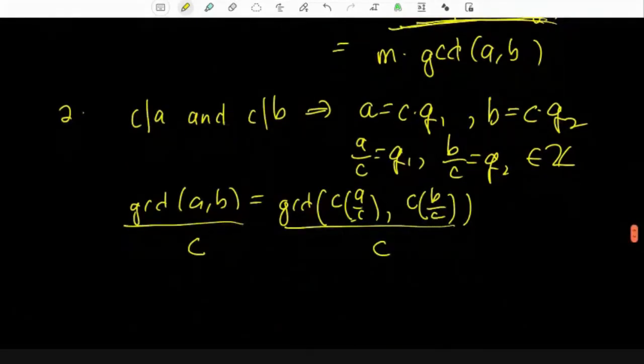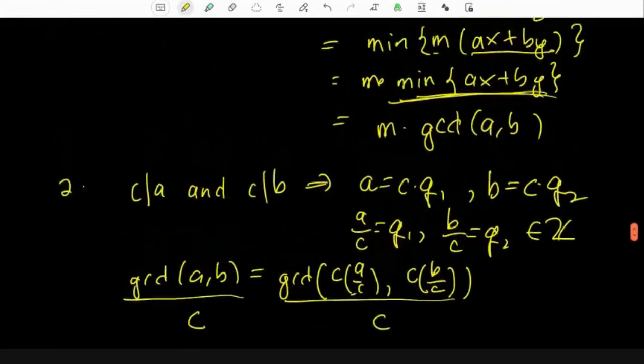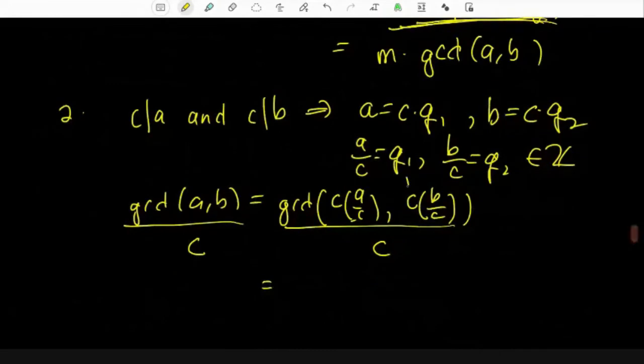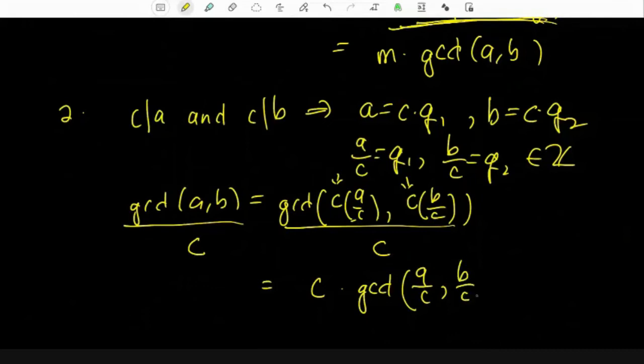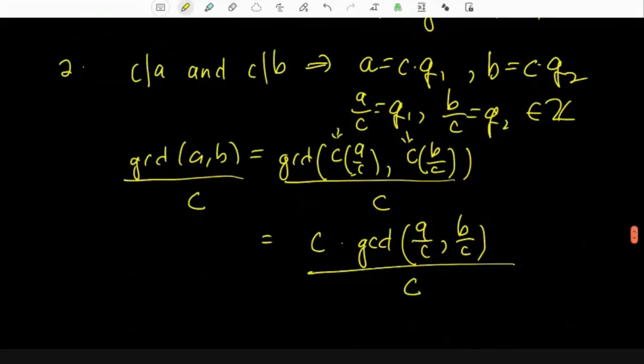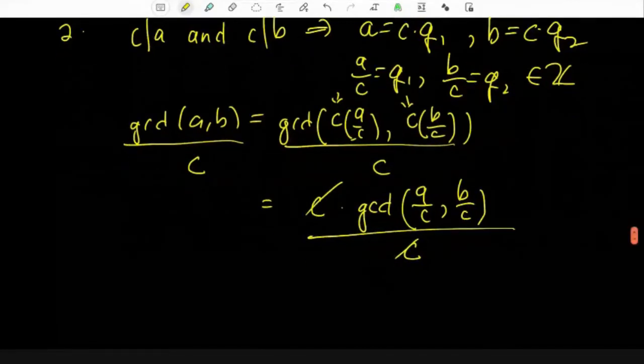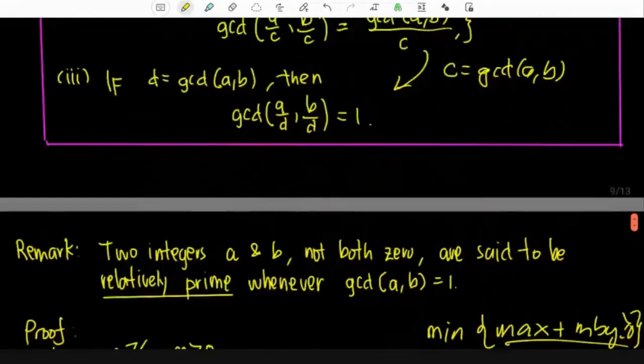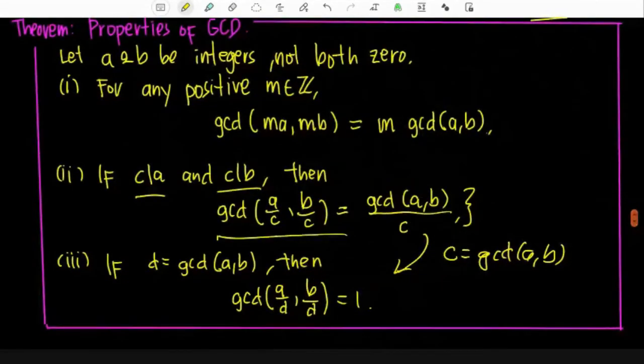Pero saan ba equal itong nasa right-hand side? Sabi ng number 1, pag may common factor ka sa loob, pwede mong ilabas yung common factor. So, gamit yung number 1, pwede mong ilabas yung common factor na C. So, this is yung numerator ay C times GCD nung nasa loob na A over C tsaka B over C. Tapos lahat yan, nakadivide ng C. So, cancel yung C. So, ang natira na lang ay GCD ng A over C, B over C. Which is what we want to show, di ba? Ang GCD ng AB over C ay GCD ng A over C, comma, B over C.